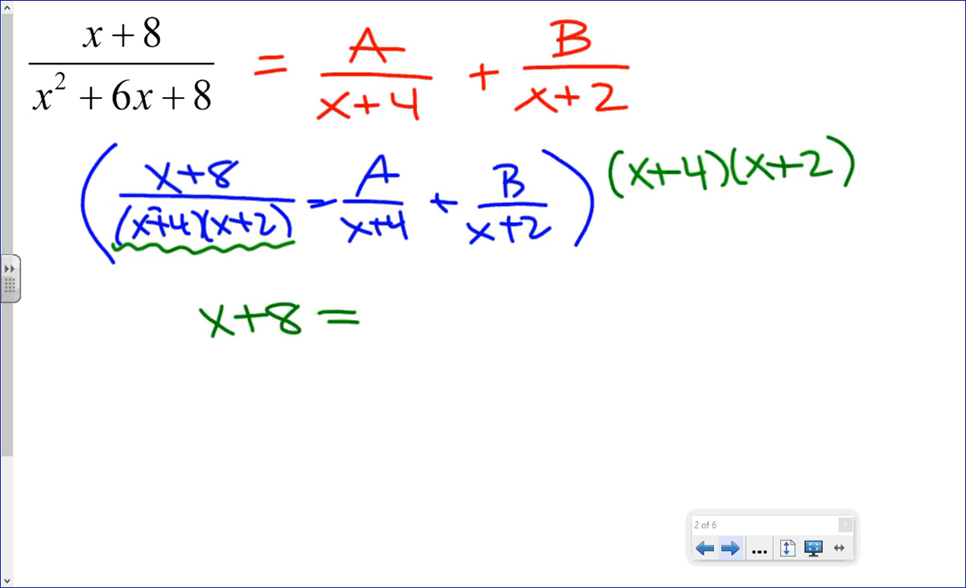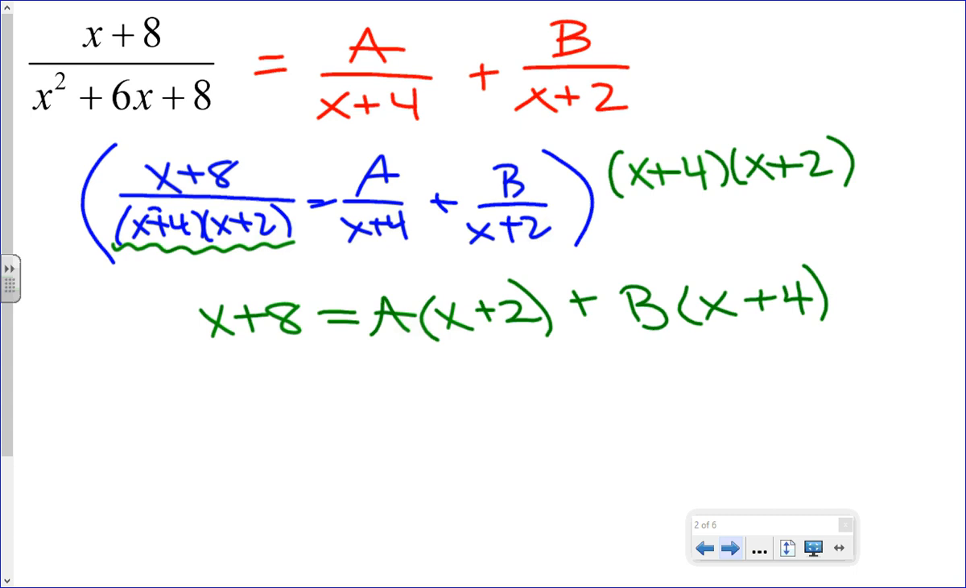So if we multiply this by that green LCD, we're left with x plus 8. If we multiply this fraction by the LCD, then the x plus 4s cancel out, and we're left with A times x plus 2. Plus, if we multiply this fraction times the LCD, the x plus 2s are going to cancel out, and we're going to have B times x plus 4. Oh, that's nice, right? No more fractions to deal with.